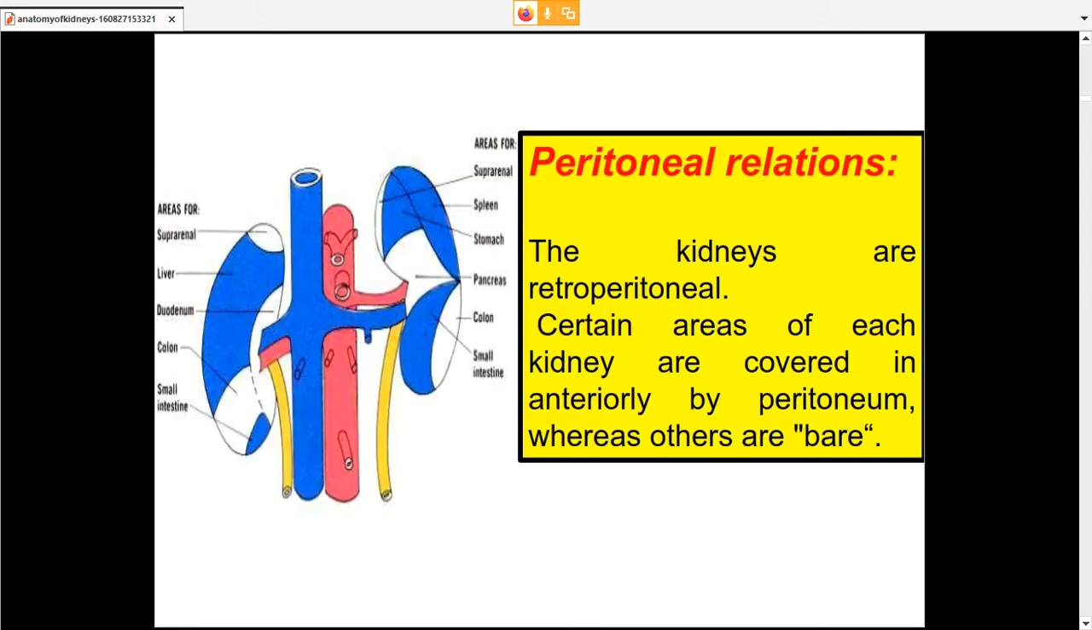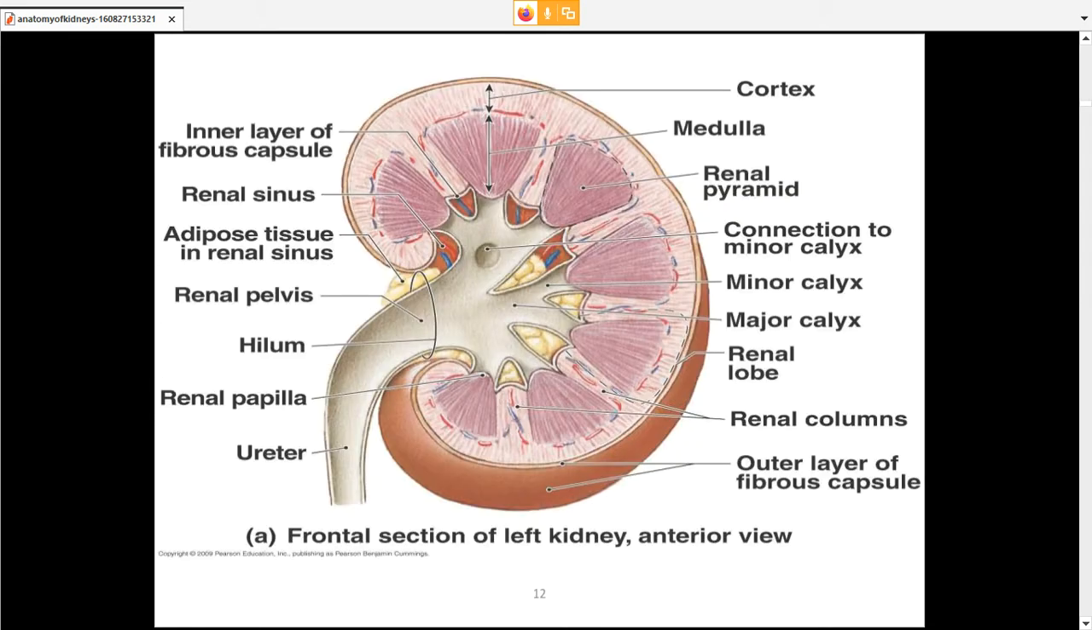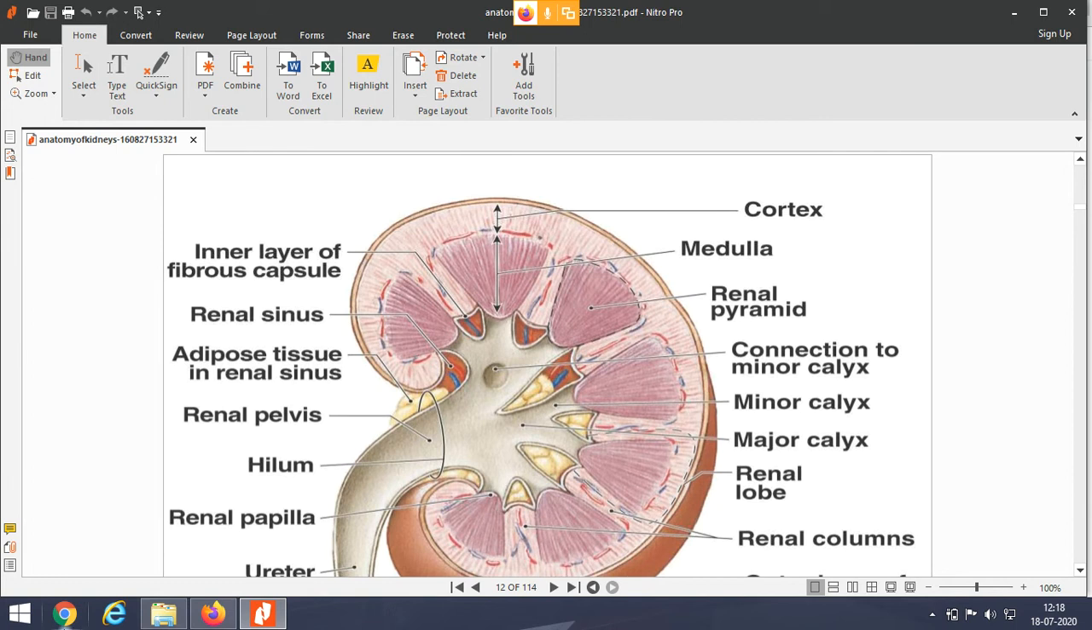So the frontal section of the kidney. If you take a section of the kidney, what we can identify are, so here you can see outside, that is the capsule is present. Then inside the kidney, it is going to divide into two parts. Outer cortex. You can see the word here, cortex.